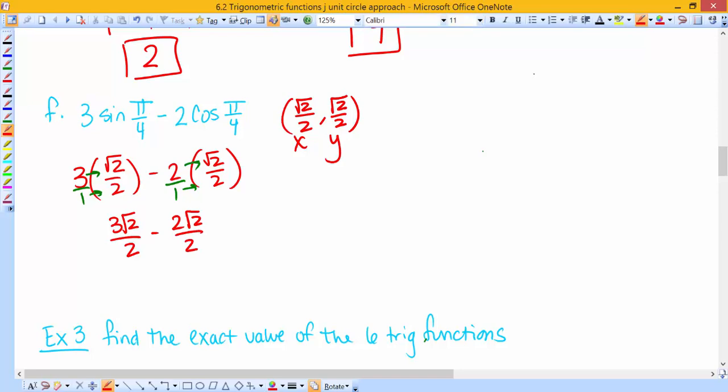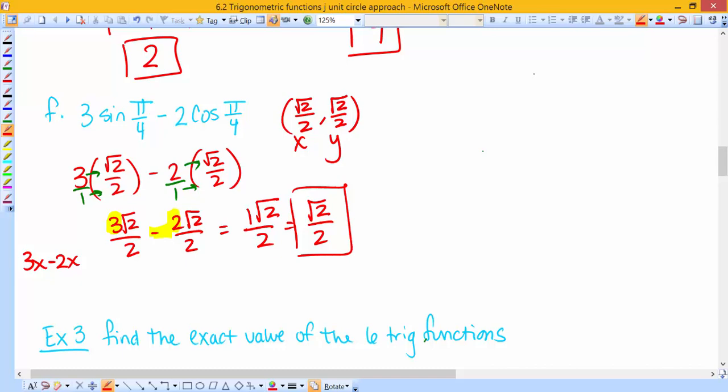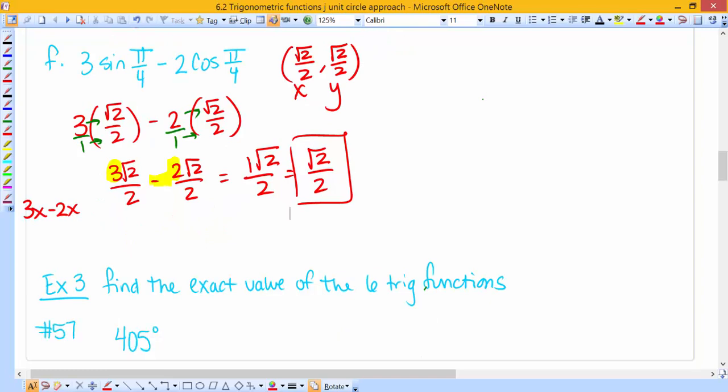3 root 2 minus 2 root 2. That's the same as like a 3x minus a 2x. The root 2 is what tells you they're like terms, so we can add them together. And 3 minus 2, this is what I'm adding. 3 minus 2 is 1. So it's 1 root 2 over 2. So it's just root 2 over 2. All right. That's some practice using your unit circle. Let's move on.